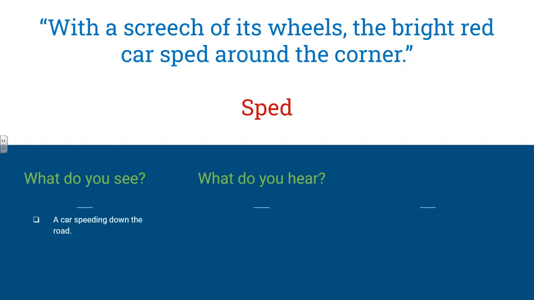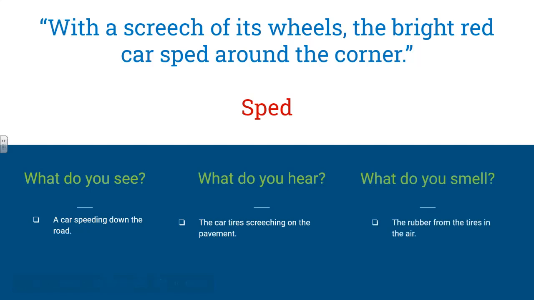The sense of hearing is also involved here. What do you hear? Well, think about the sentence with a screeching of its wheels. So maybe you hear that car's tires screeching on the pavement. Smell? Well, I'll tell you what came to my mind. Thinking about those tires screeching on the pavement, I was smelling the rubber from the tires in the air.